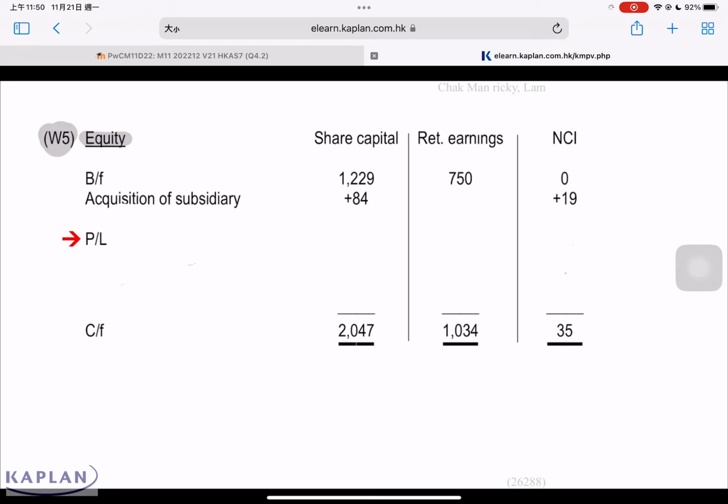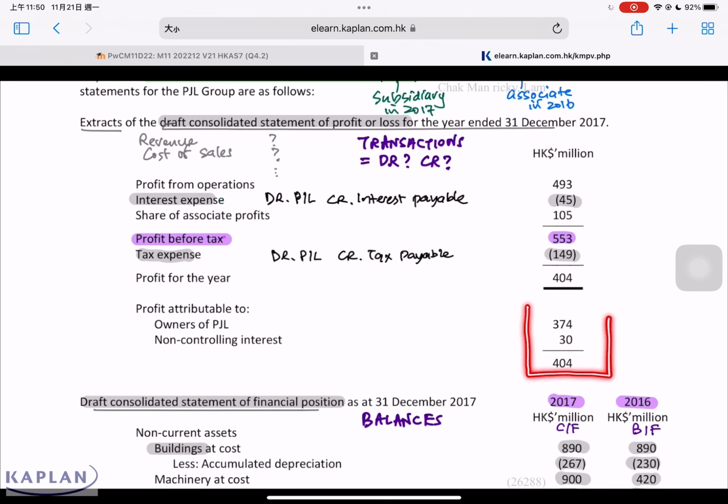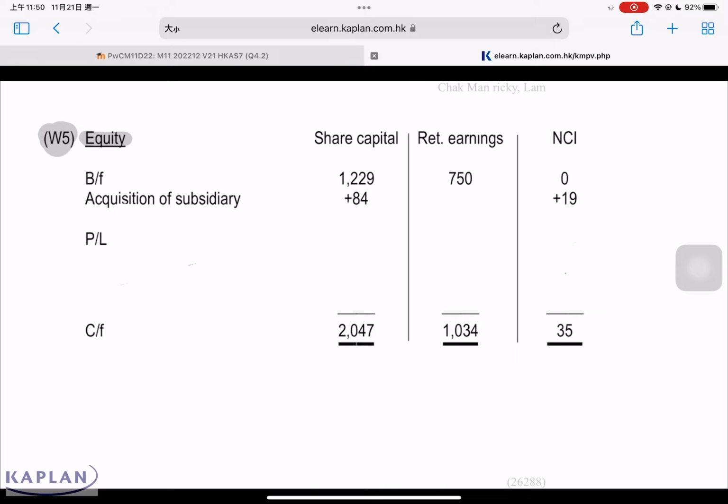The profits for the year are shared by the parent and NCI. Get this from the profit and loss. This figure here, 374, belongs to the parent, and 30 belongs to NCI. Share 374, share 30. If there is any other adjustment, you plus or minus, then calculate the balancing figure.